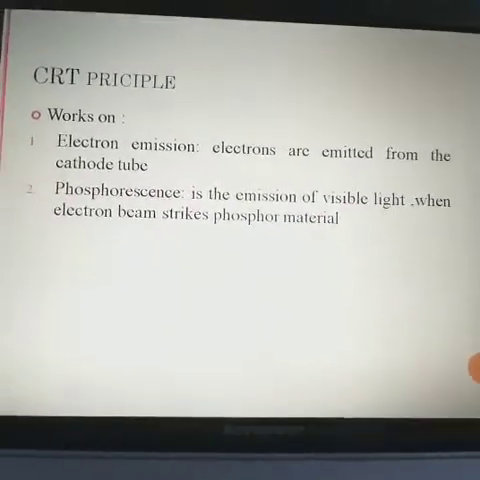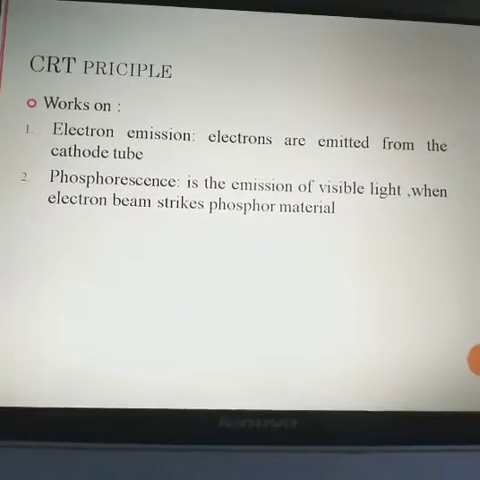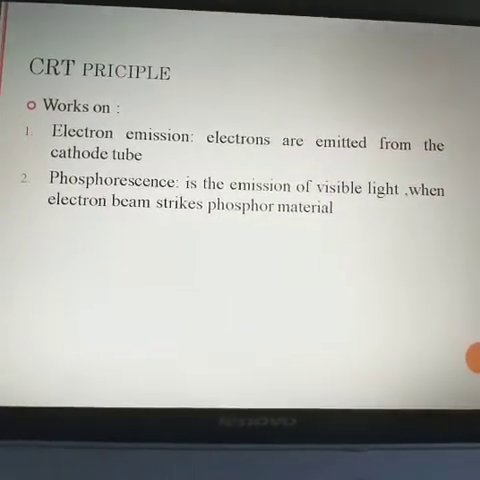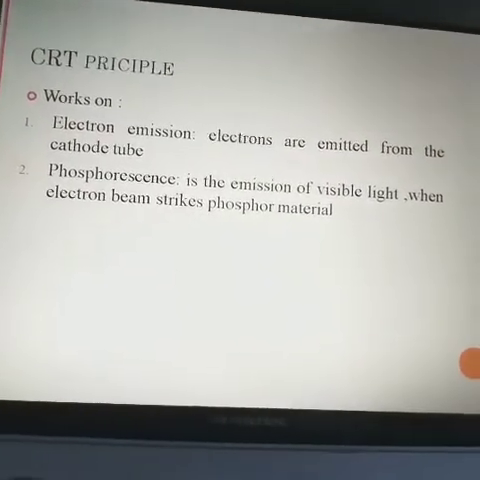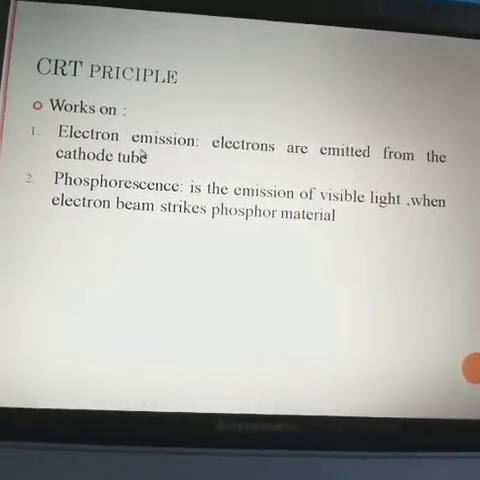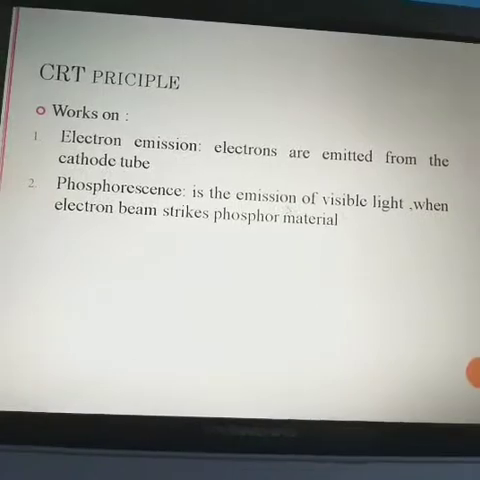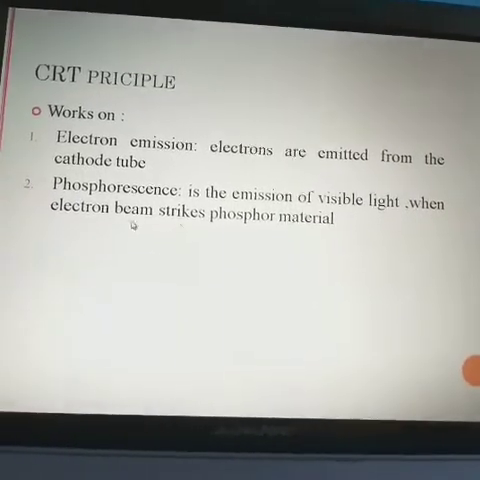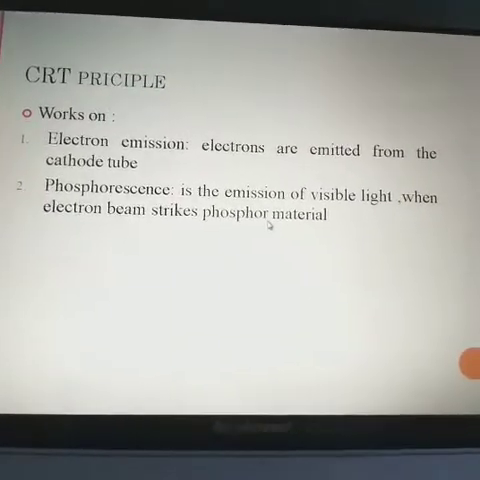Next is the CRT principle. CRT basically works on electron emission, that is, the electrons are emitted from the cathode ray, and the second one is phosphorescence. This is an emission of visible light when the electron beams strike the phosphor material.